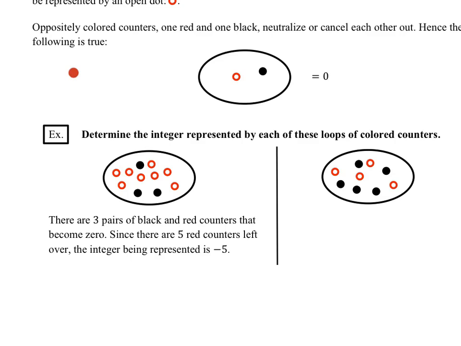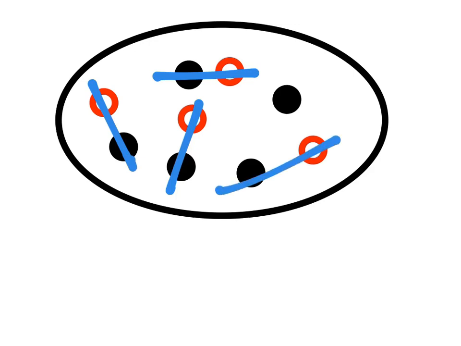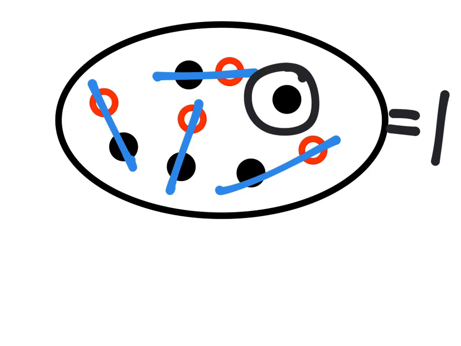So in this next example, determine the integer represented by each of these loops of colored counters. I'm just going to go through these and find all of my 0 pairs. Now I'm going to cross these two out together, these two, and these two. And what am I left with? Well, I'm left with this one right here, which has a total value of 1. And yes, if you wanted to, you could write that as a positive 1. That's okay. But the total value of this is 1.